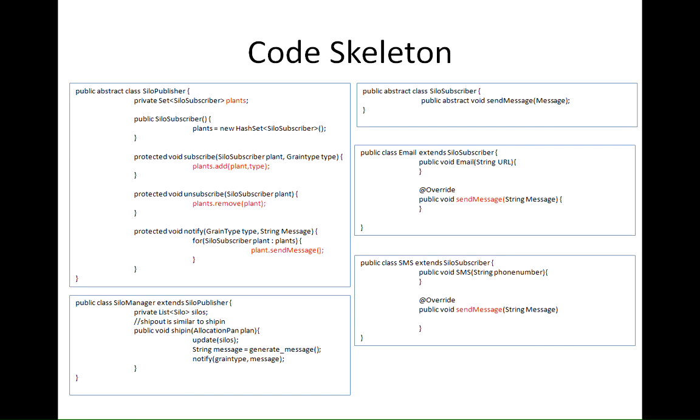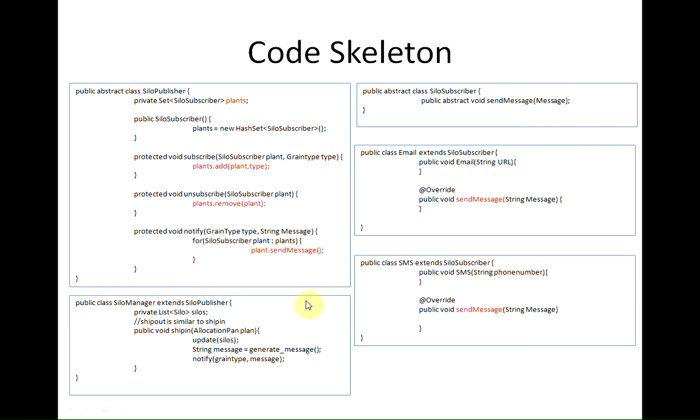So now let's see the code skeleton. The silo publisher, which is the subject, has a list of registered observers, which are the plants. And we also have a method called subscribe to register the observer, and unsubscribe to remove the observer. And we have a method called notify, which updates the green changes to the observer by calling send message.